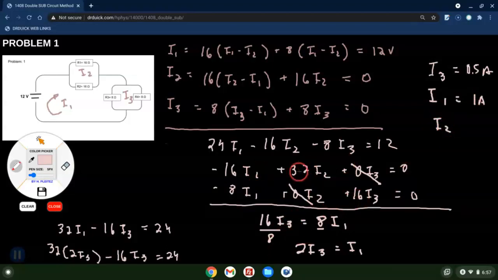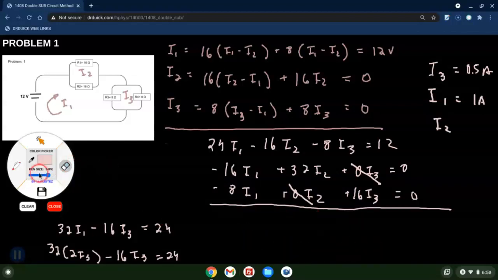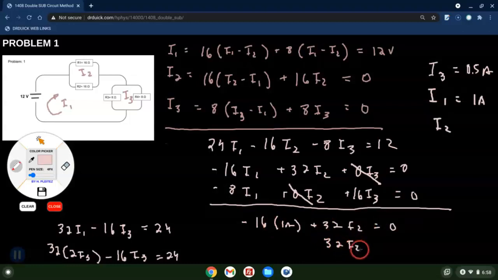For I2, we're just going to use this equation, and you can see that one ended up the same way. So if I take this, let me erase it. It's just a matter of keeping things organized. If you're an organized person, you will do fine with this. So here's, once again, minus 16 I1, in this case would be 1 amp, plus 32 I2 equals 0. So 32 I2 equals 16. I2 must be equal to 0.5.